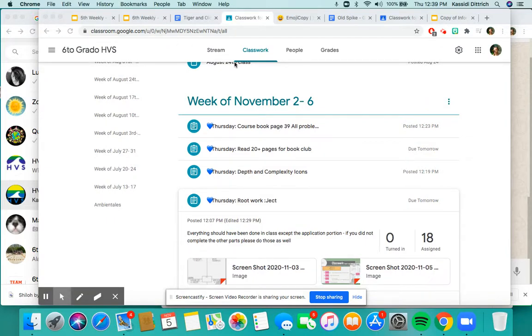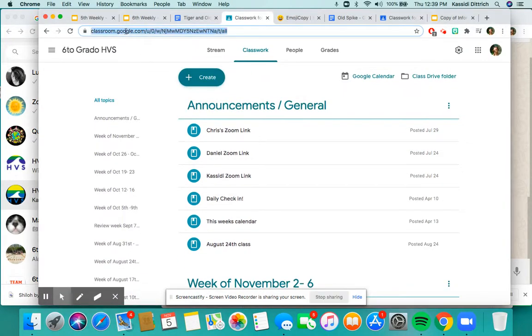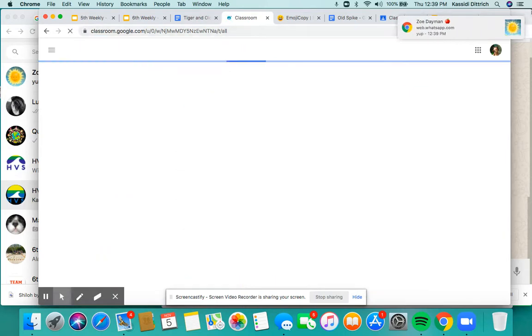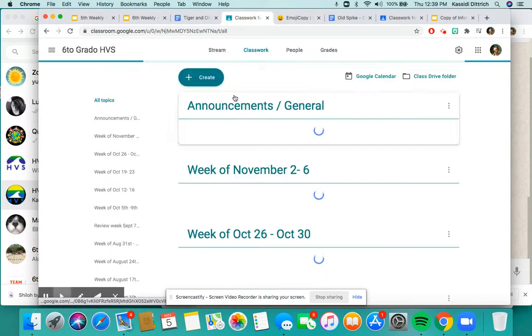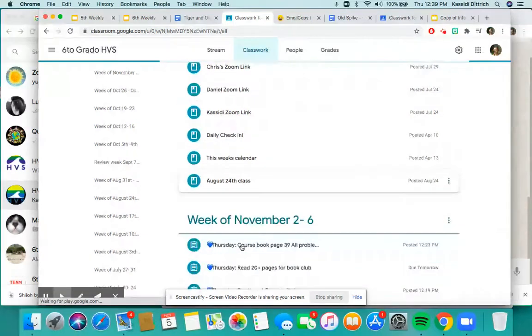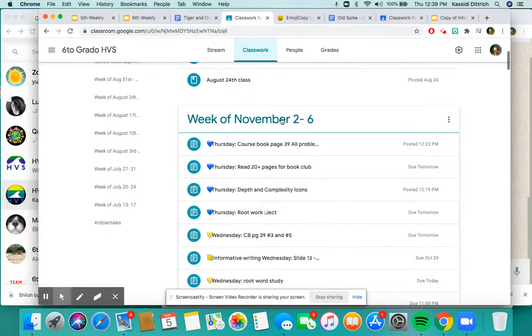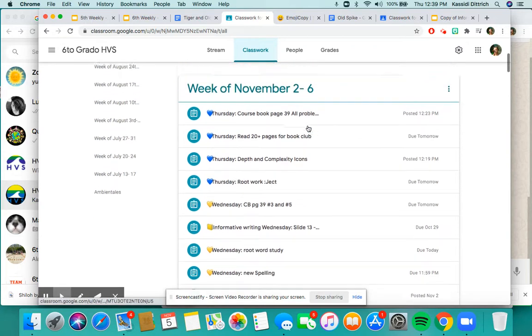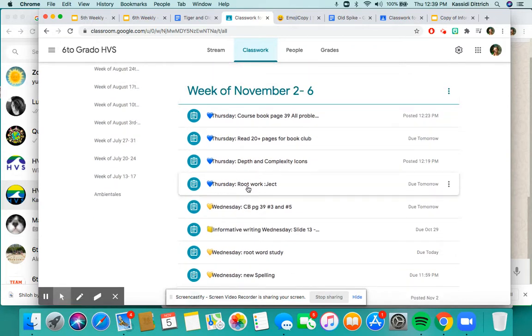I wanted to show you where to find your homework for the day. You would go to Google Classroom and click on classwork. Again, the topics are all sorted by the date. We're in the week of November 2nd through the 6th, and we're on Thursday. As you can see, Thursday has math, the same as Wednesday. That's because I didn't receive a lot of your math yet.